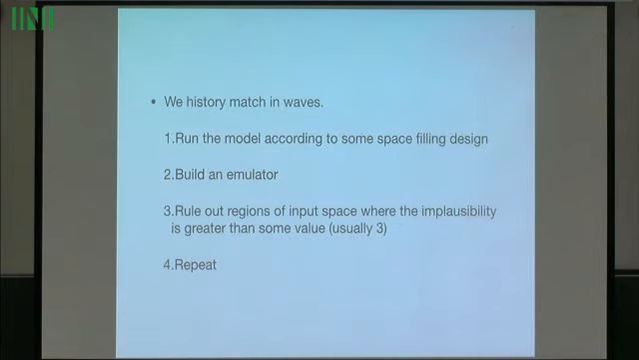And we history match in waves. We run the model to some space-filling design, build an emulator, rule out the regions of input space where that implausibility is large. Normally we use 3. It's a slightly arbitrary number, but it seems to work. It's quite conservative. And we just keep doing that until we get to some stopping rule.